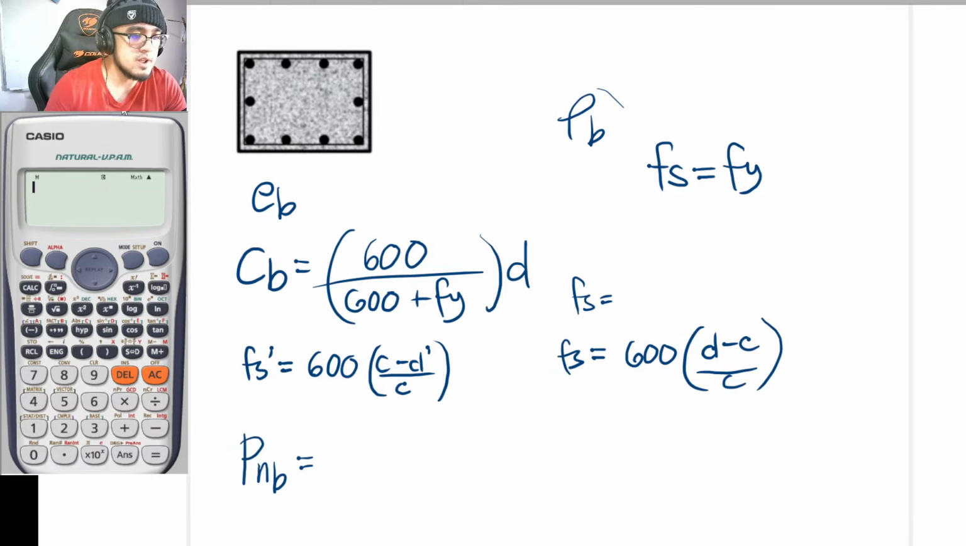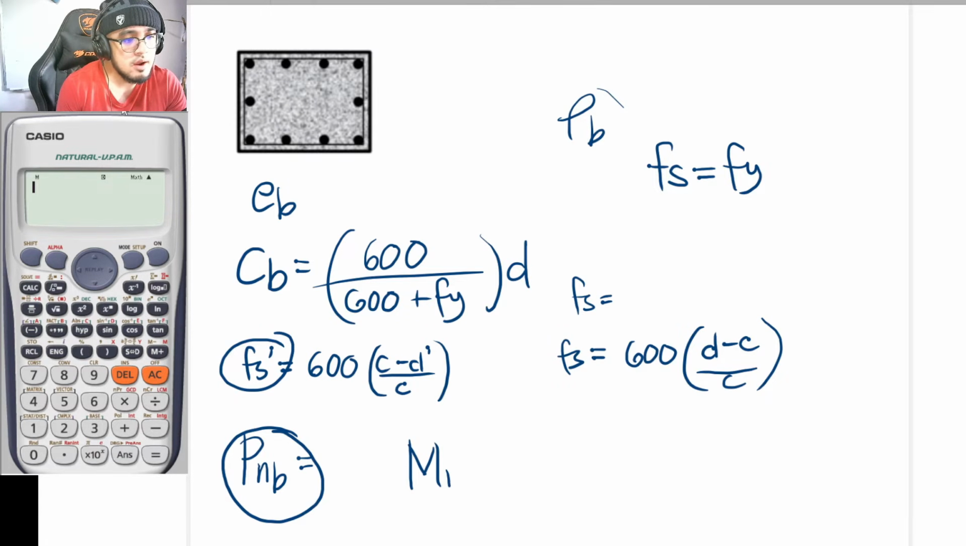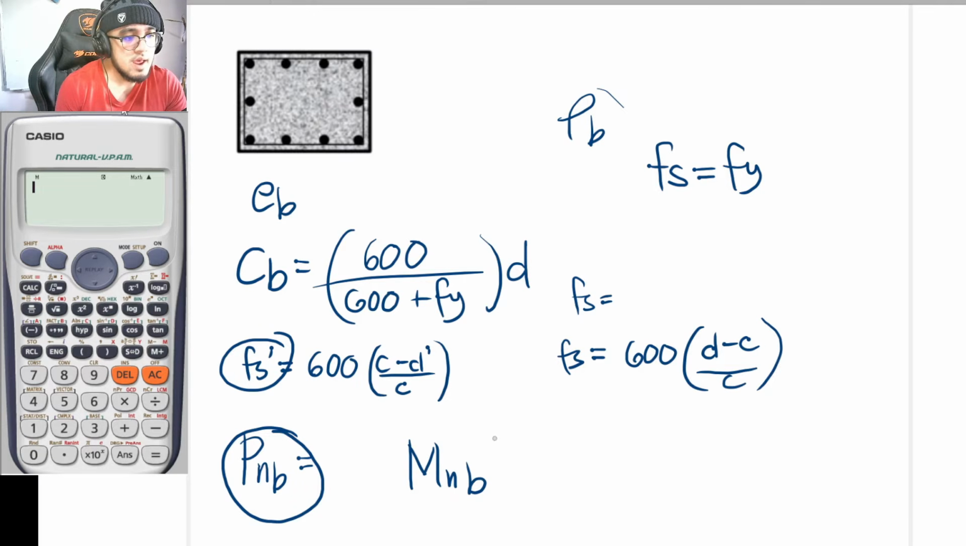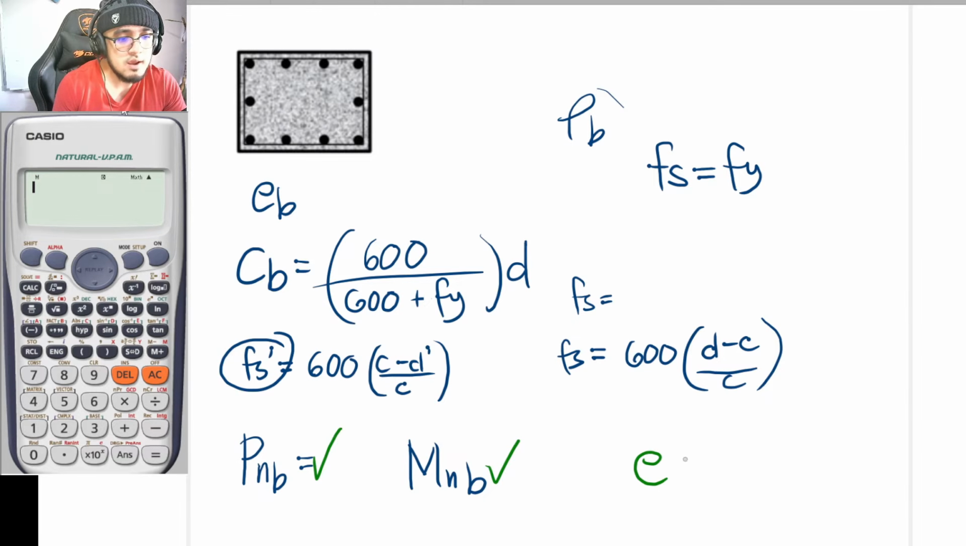After knowing your values for Fs prime and Fs, you can now solve for the values of your Pnb and Mnb. So you can solve for Pn and Mn using the c balanced that you have solved. After solving for your Pnb and Mnb, let's check. You will now be solving for e. So how can you solve for the value of your e?